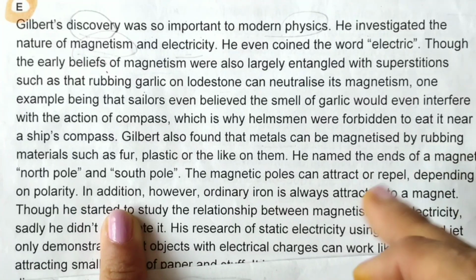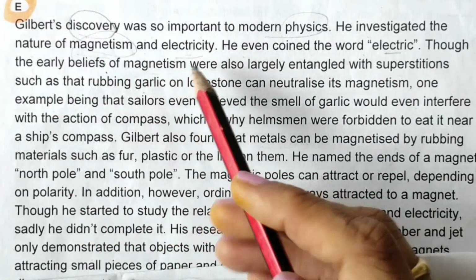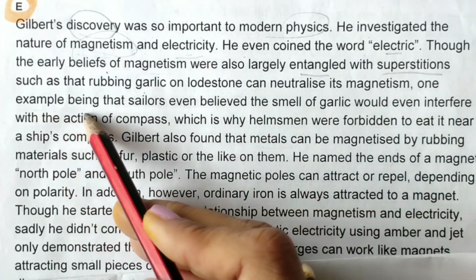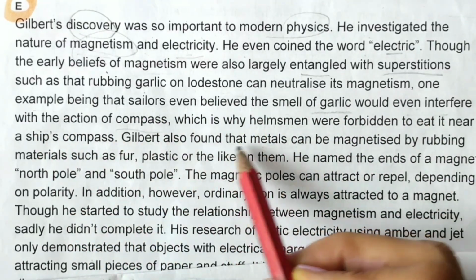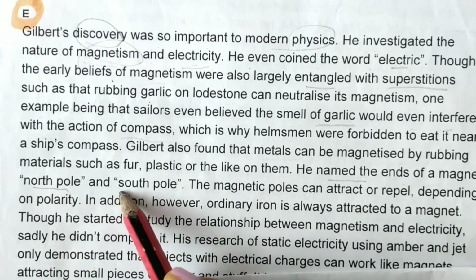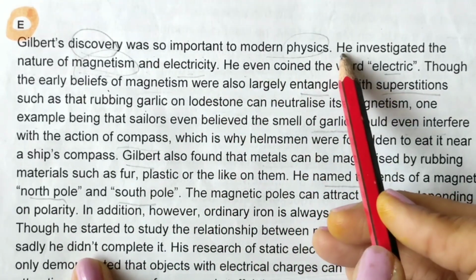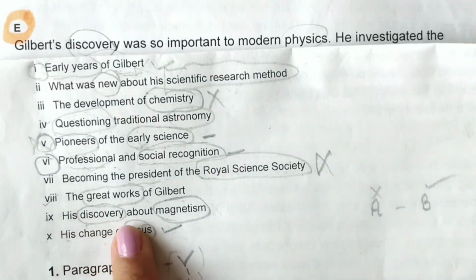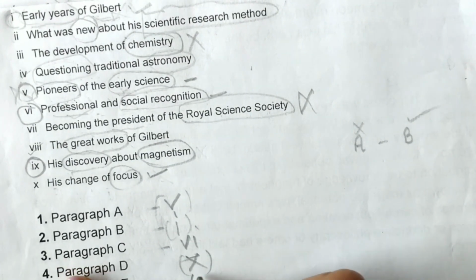I will read some more sentences. He even coined the word electric. Though the early beliefs of magnetism were also largely entangled with superstitions such as rubbing garlic on it. One example being that sailors even believed the smell of garlic would interfere with the action of the compass. So he named the ends of a magnet north pole and south pole. Everything they are talking about is how Gilbert had named it. So it means he investigated the nature of magnetism and his discovery about magnetism. So this also we will select for this E number, 9 number.